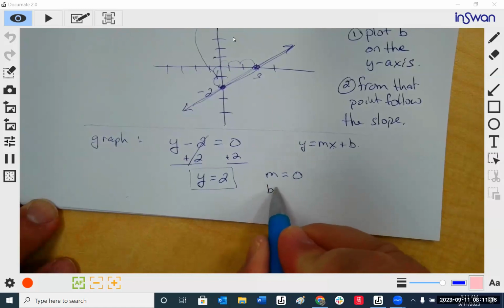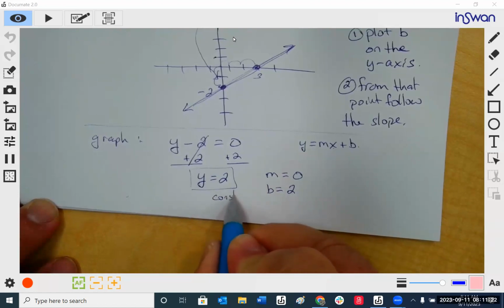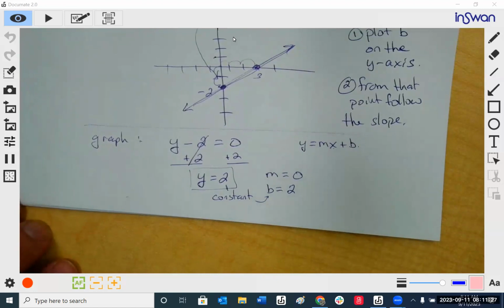What's the B? Right. The constant is always the B value. The constant, once you have Y by itself, the constant is always your Y-intercept.